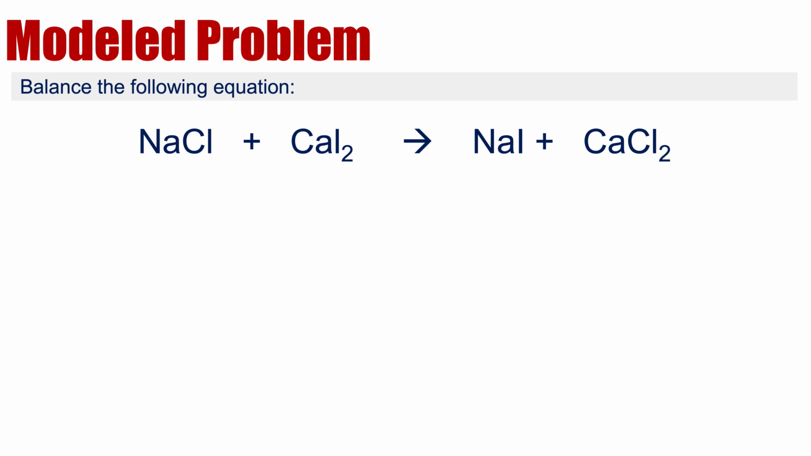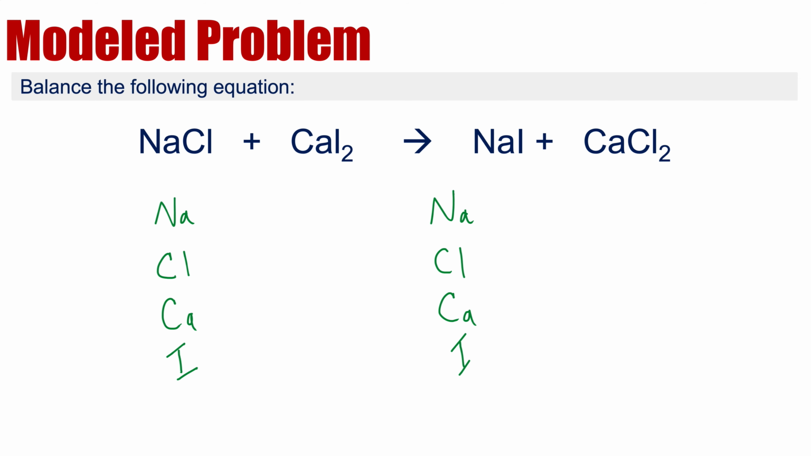The first thing you're going to do is make sure that you have the correct skeleton equation. Then you're going to create an inventory that shows all of the different elements that are present on both sides of the chemical reaction. So I have sodium, chlorine, calcium, iodine. Notice how I line them up, so I'm able to compare the inventories on each side easily.